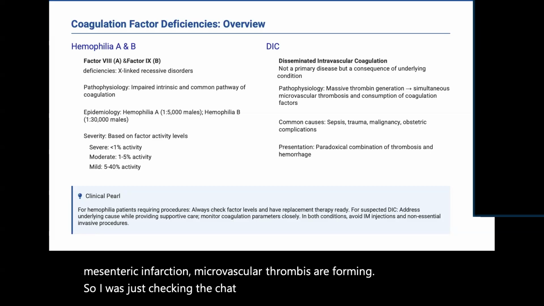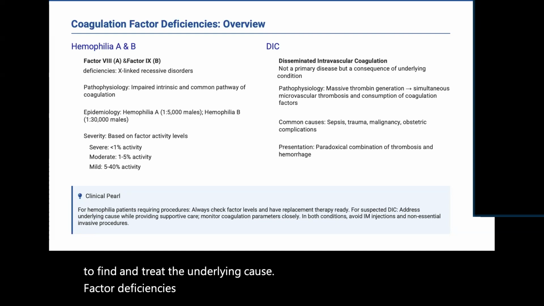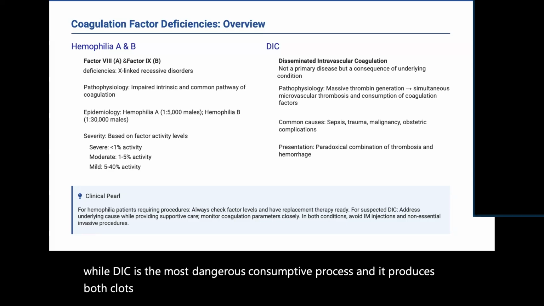So DIC is always secondary, and the key is to find and treat the underlying cause. Factor deficiencies cause deep bleeding syndromes, as in hemophilia A, while DIC is the most dangerous consumptive process, and it produces both clots and bleeding simultaneously.